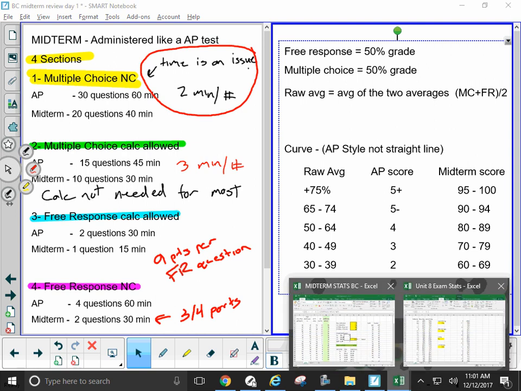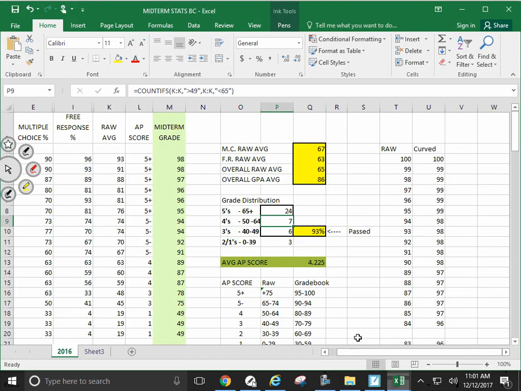These were the results last year. The multiple choice raw average was a 67. The free response raw average was a 63. So the overall raw average was a 65, which should be equivalent to like a low 5, but it turns out the overall GPA average just doesn't match up this way.